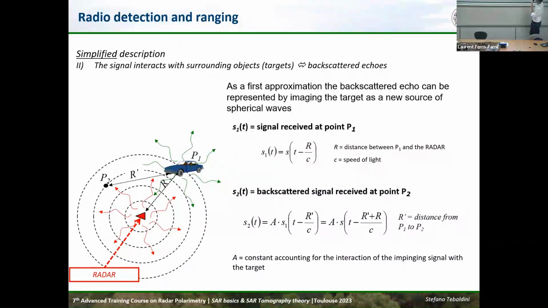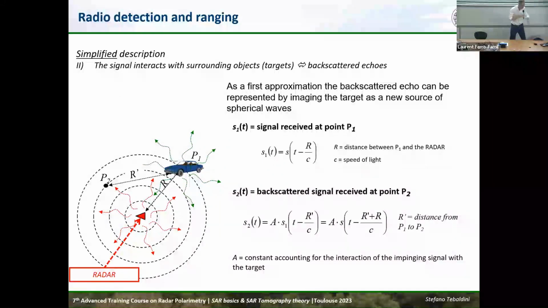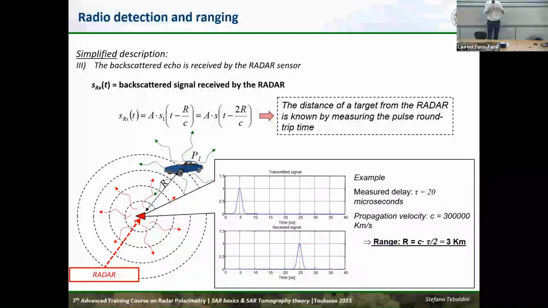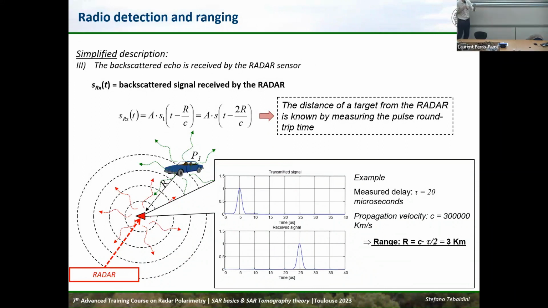the signal of t minus r prime plus r over c. So the total delay is given by the total distance traveled by the wave, from the radar to the target and from the target to the point where we are measuring. Now, if the point where we are measuring is the radar itself, it just means that we have a delay due to the fact that the wave is traveling from the radar to the target and then back to the radar. So we have a total delay that is twice the distance over the speed of light. And in this way, this is how a radar can tell you the distance from a target.